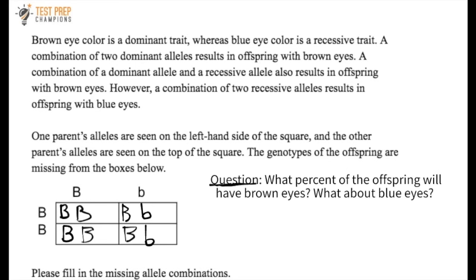Okay, so here we go now with a new question. And I've written the question right here. What percent of the offspring will have brown eyes? And also, what percent will have blue eyes? So I'd like you to pause the video, try to figure this out, and if you get stuck, don't worry, we'll go over it.